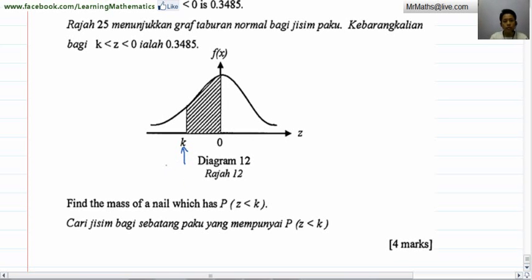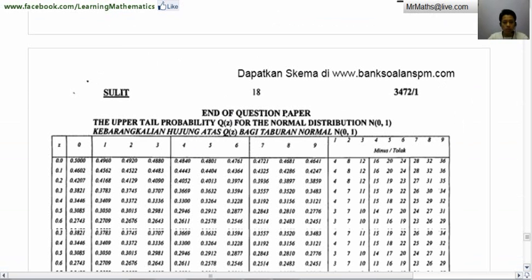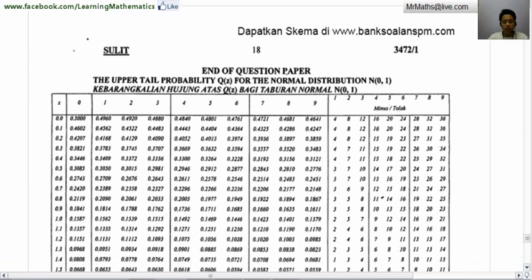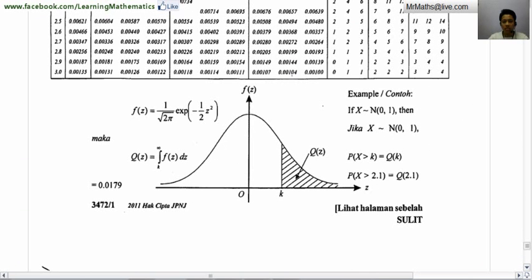Alright, now we're going to need to refer to the chart. What is that chart called? Normally it's put at the end or at the beginning of the question paper. This is the upper tail probability Q(z) for the normal distribution. Mind you, this probability is about the tail end, the upper tail. Okay.